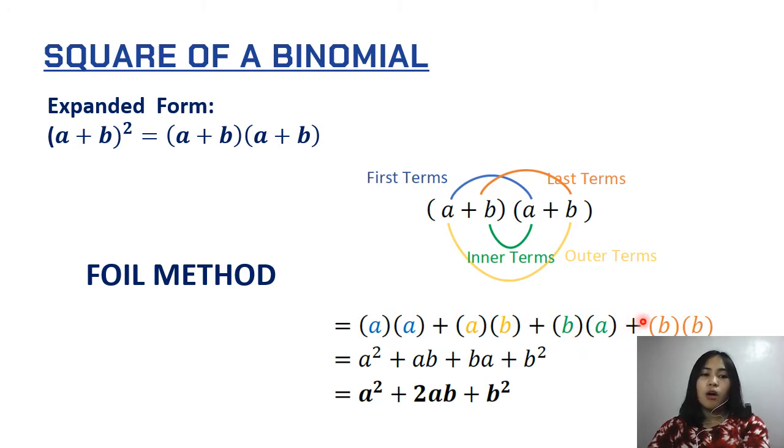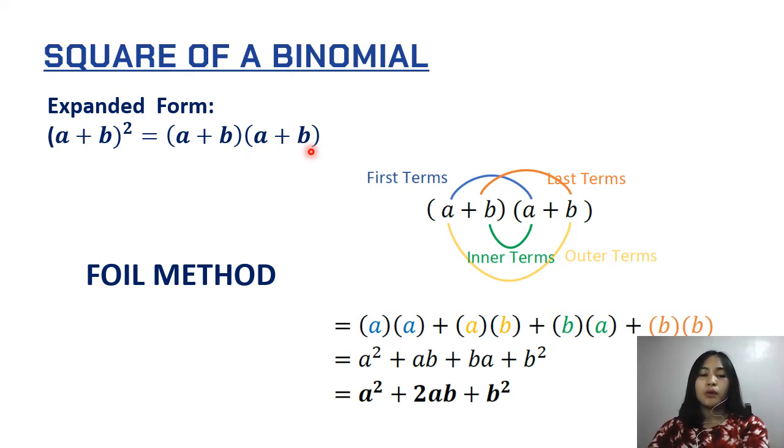And for our last terms, which are b and b, because they are the last term for our first binomial and our second binomial, we have to multiply b and b. So again, for the first terms, we have a and a. For the outer terms, we have a and b. For the inner terms, we have b and a also. And for our last terms, we have b and b.